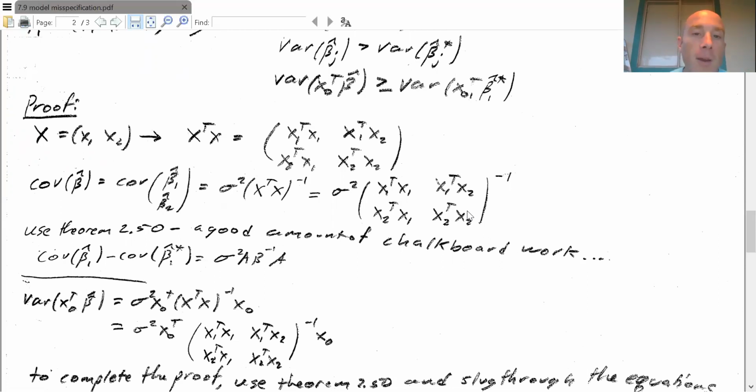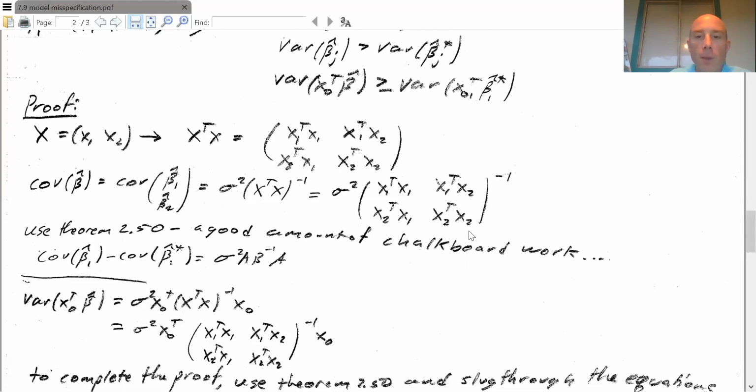It'll take a little bit of time, because the hardest part really is converting between theorem 2.50's formulas and the presentation of the block matrix that we have. It's basically just a slug-it-out proof. You just go through, use theorem 2.50, and keep going without making a mistake. I don't feel it's very informative, but how you would proceed is you say that X is the block matrix. So then you know what X transpose X is, and you know what the covariance of this is going to be.